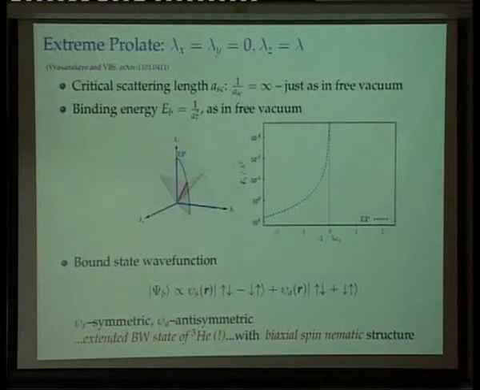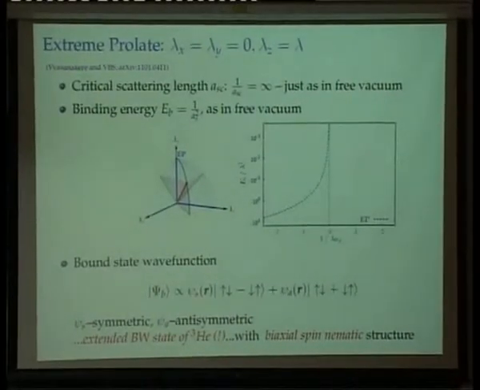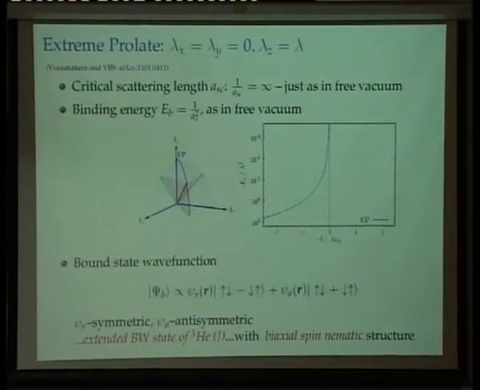But here's the first interesting thing. What you actually see is that the spin is not a good quantum number in this. The total spin is. So what actually happens is that the bound state wave function has two pieces. There's a singlet piece and a triplet piece.